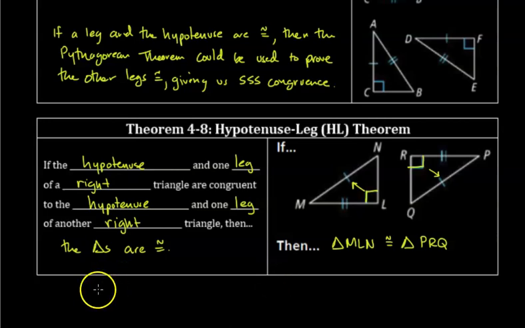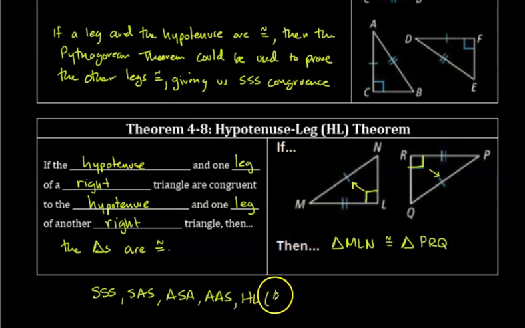So that now takes us to 5 different ways that we can prove triangles congruent. We have SSS, where two triangles will be congruent if all the pairs of sides are congruent. We have SAS, where two triangles are congruent if they have two pairs of sides and then the included angle between them congruent. We have ASA, where two triangles will be congruent if they have two pairs of angles and the included side congruent. We have AAS, which is where if they have two pairs of angles and then a non-included side congruent. And then finally we now have HL, but HL only works for right triangles.